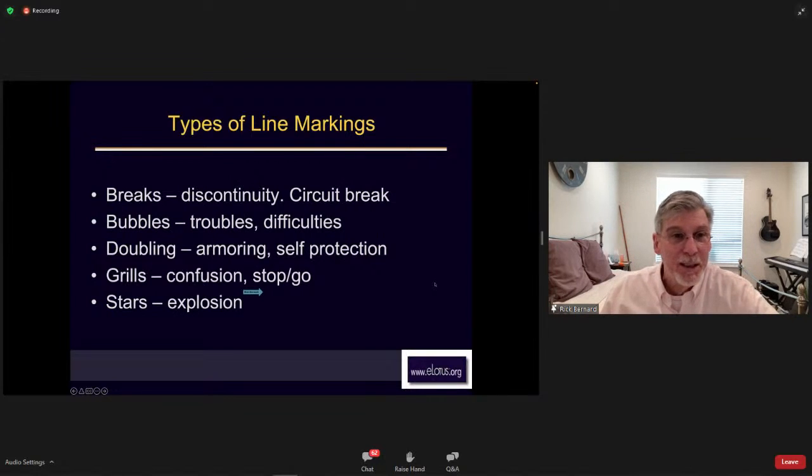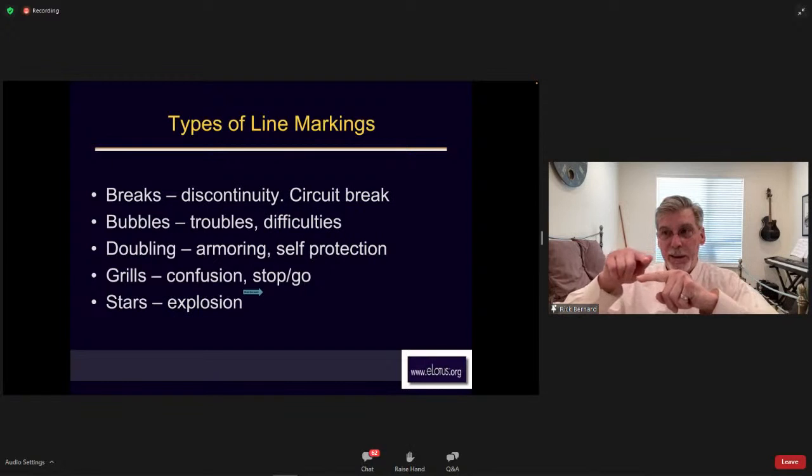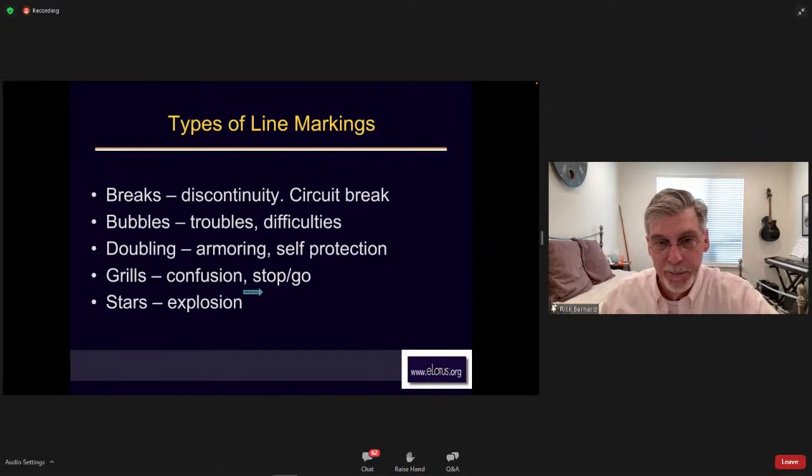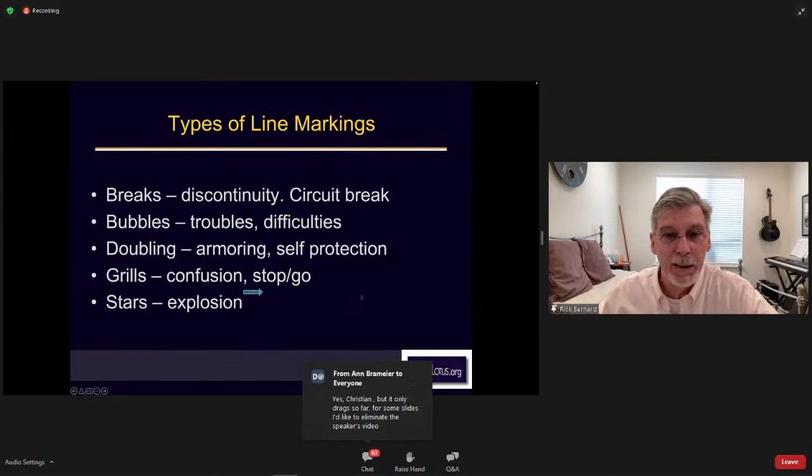Bubbles equals troubles. So when we see little bubbles in the hand, that's usually something going on. It's not good. Okay, difficulties. Doubling is armoring. Doubling, a lot of times, is when you have one line that runs right underneath another. I'm going to show you a picture of that. And that's just simply armoring. It's protecting yourself from getting hurt. And I'll show you what that looks like in a second.